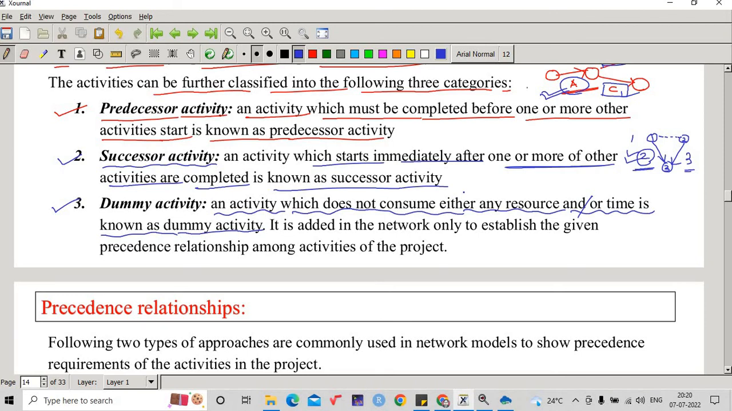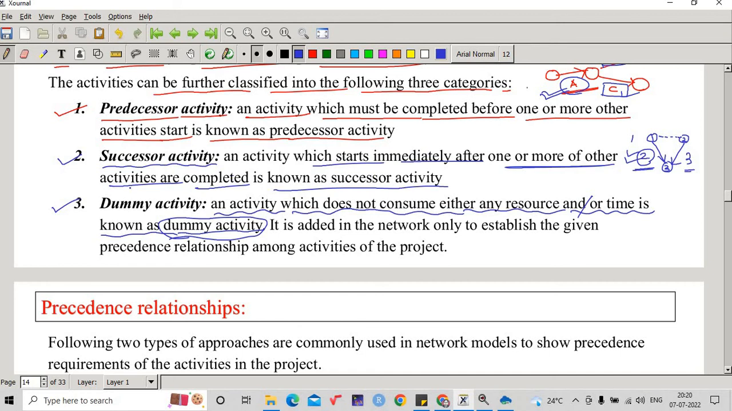In that case, it is not using any resource, it is not using any time even, but we are going to connect it with the help of a dotted line. Such an activity is called the dummy activity. Like in the transportation problem, we introduced a dummy row or a dummy column, which does not contribute to the cost in the optimization of the cost. In a similar way, here the dummy activity will not utilize any time or any resource.